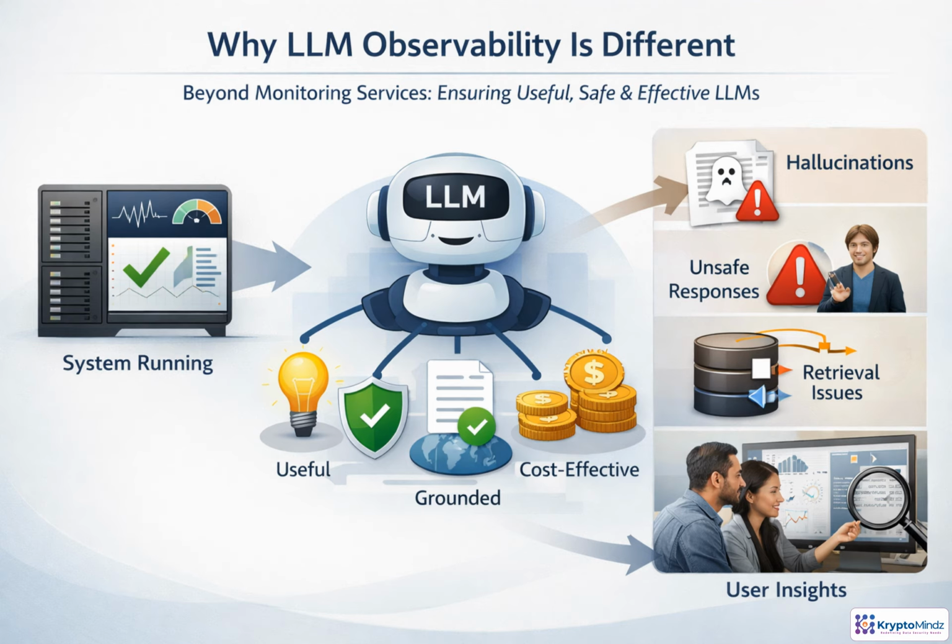In standard software, observability often starts with a basic question. Is the service healthy? LLM systems add harder questions. Was the answer useful? Was it grounded in the right sources? Did it stay safe, avoid hallucinations, and control token cost? Because outputs are probabilistic, failures can look normal in logs. Good LLM observability connects system signals with quality, retrieval, safety, and user feedback.